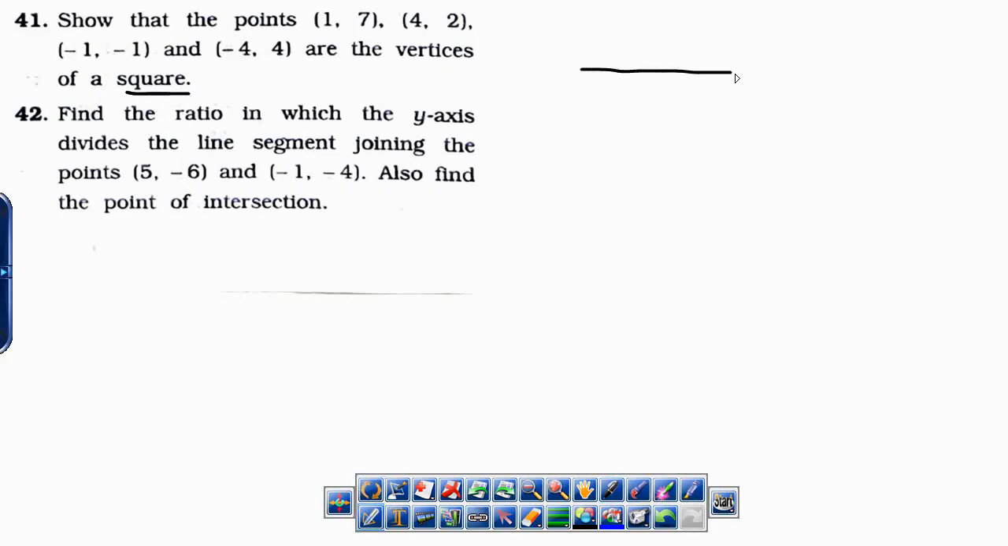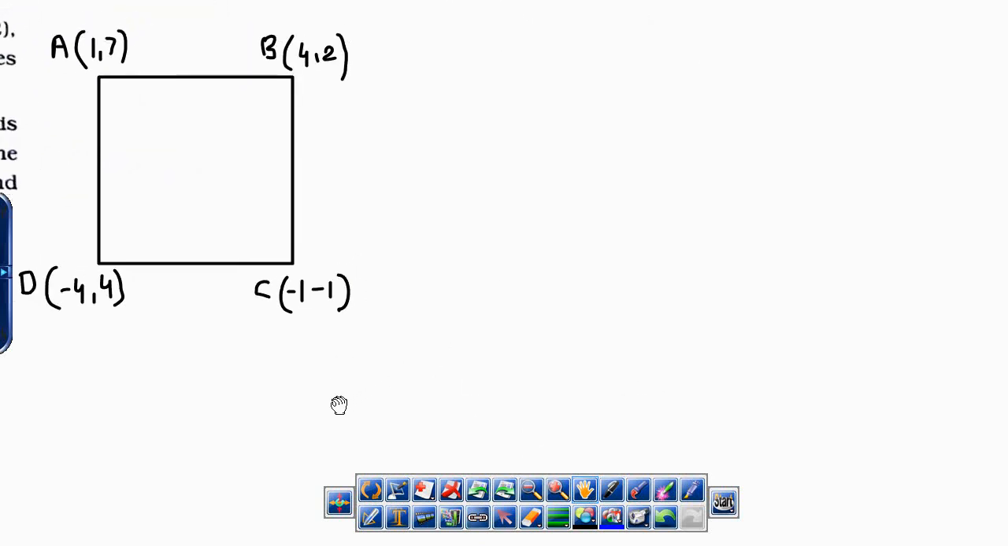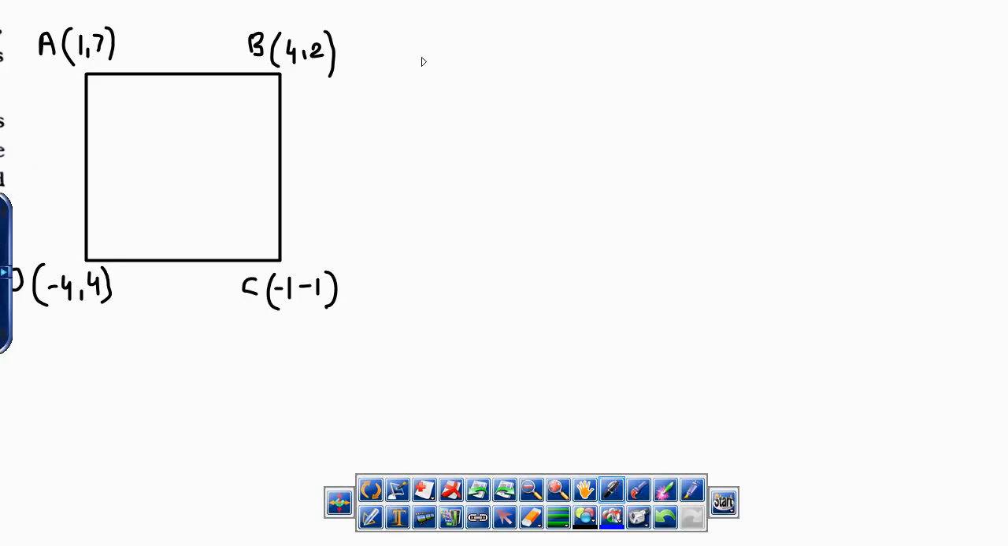To solve the sum without mistake, you must draw a square and you must write A (1,7), B (4,2), C (-1,-1), D (-4,4). 1 7, 4 2, -1 -1 and -4 4. How to prove this is a square? You will have to find out 6 distance formulas.